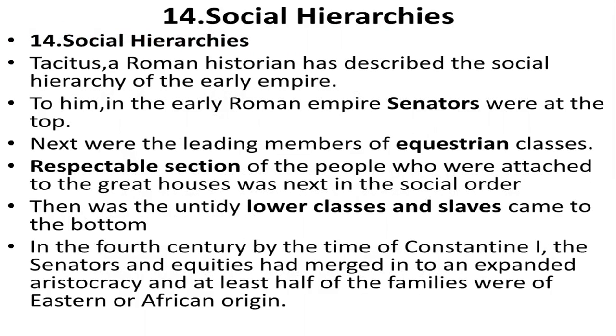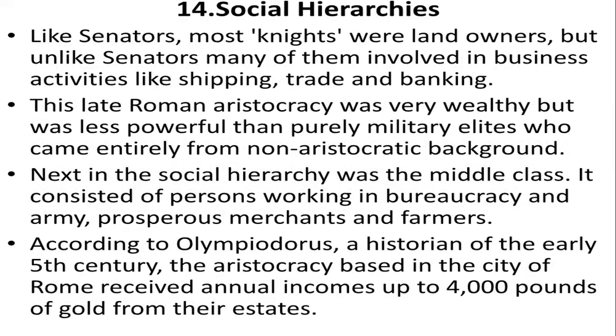In the early 3rd century, when the Senate numbered around 1,000, approximately half of all the senators still came from Italian families. And by the late empire, which starts with the reign of Constantine I, the early part of the 4th century, the two groups had merged into a unified, expanded aristocracy, and at least half of all the families were of African or Eastern origin. This late Roman aristocracy was enormously wealthy, but in many ways it was less powerful than the purely military elites who came almost entirely from non-aristocratic backgrounds.